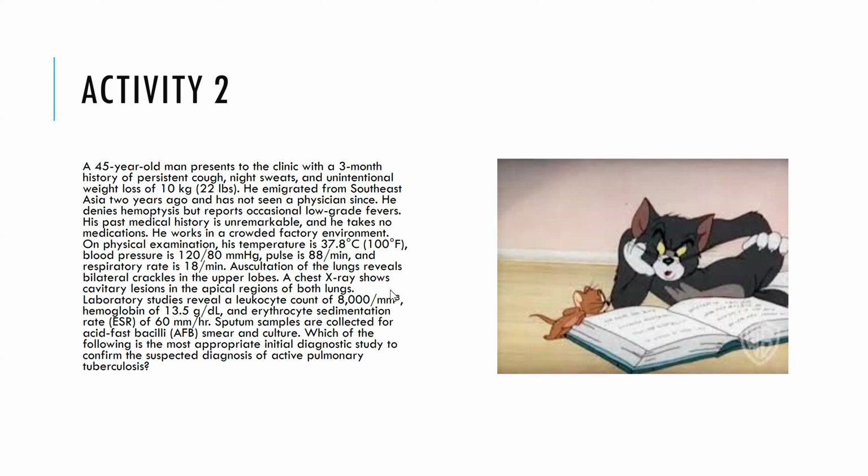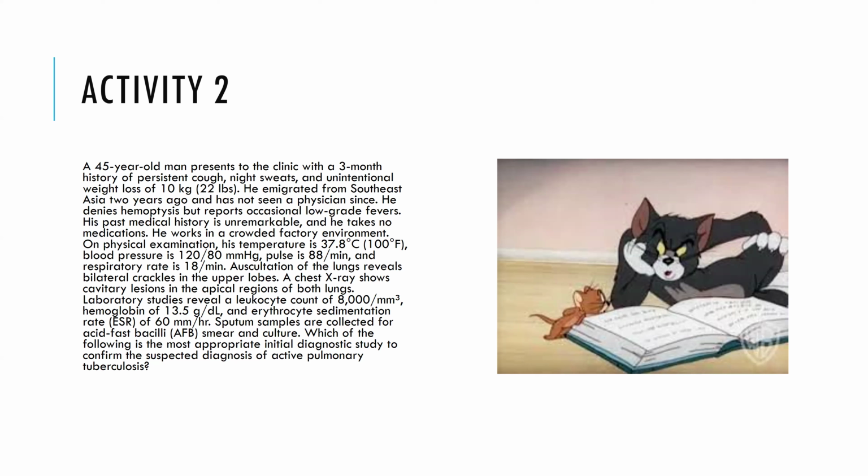He denies hemoptysis but reports occasional low-grade fevers. His past medical history is unremarkable and he takes no medication. He works in a crowded factory environment. On physical examination, his temperature is 37.8 degrees Celsius, 100 Fahrenheit. Blood pressure is 120/80 millimeters of mercury. Pulse is 88 per minute, and respiratory rate is 18 per minute. Auscultation of the lung reveals bilateral crackles in the upper lobes.